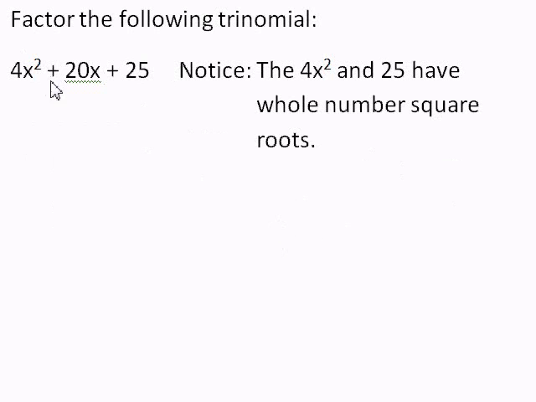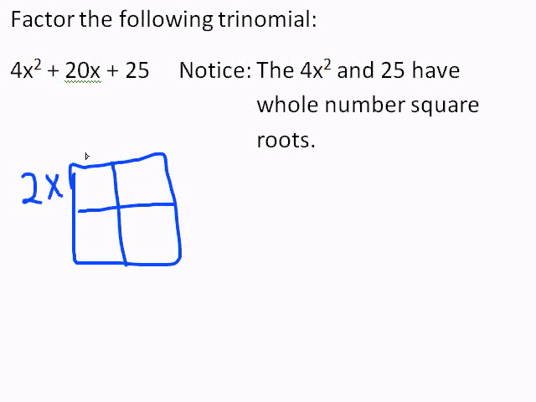We're going to go ahead and factor the following trinomial, 4x squared plus 20x plus 25. What I want you to notice is that the first term, 4x squared, and the last term, 25, have square roots. In other words, the square root of 4x squared is 2x, because 2x times 2x is 4x squared. And the square root of 25 is 5. Anytime this happens, it's a good idea to go ahead and split up your factors of 4x squared as 2x and 2x. The 25 we can split up into 5 and 5.